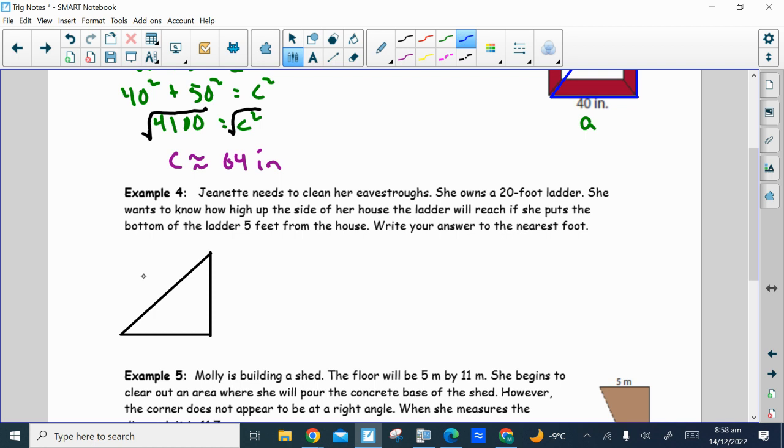The ladder is 20 feet long. So that's the hypotenuse. The ladder is leaning up against the house. And the foot of the ladder is 5 feet from the house. That's that number at the bottom. In this case, we want to know how high up the house the ladder reaches. That would be h. So in this case, the two legs are a and b. The hypotenuse, the side across from the right angle, is c. This is one of those examples where we're given the hypotenuse. We want to find one of the two legs.